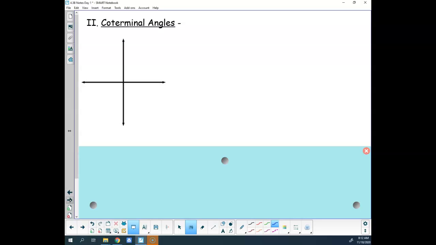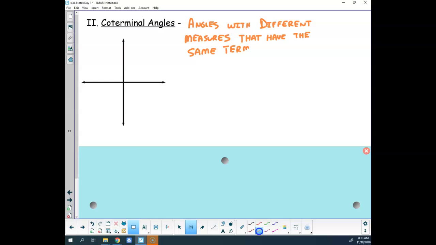Coterminal angles are angles with different measures but the same terminal side in standard position.